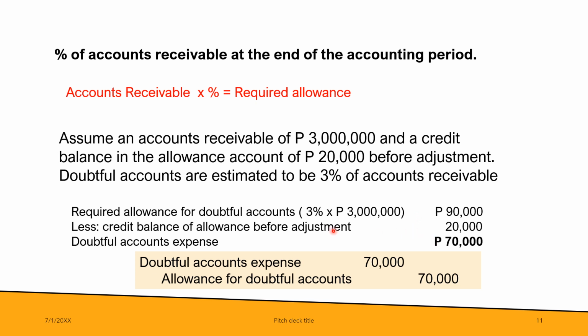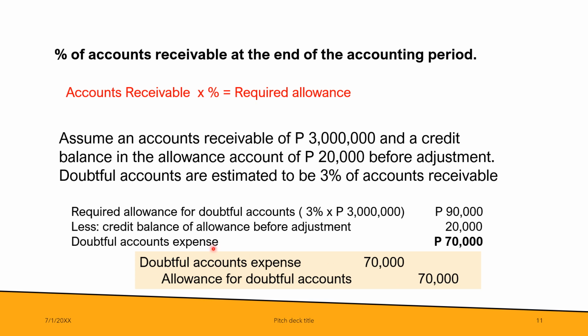Okay? So if that is the case, assuming that the 20,000 is not a credit balance but a debit balance, so what will you do? As mentioned, you will add 20,000 to 90,000, and that will give you 110,000. So your entry, the amount will change from 70,000 to 110,000. Doubtful accounts expense 110,000, and credit allowance for doubtful accounts 110,000.